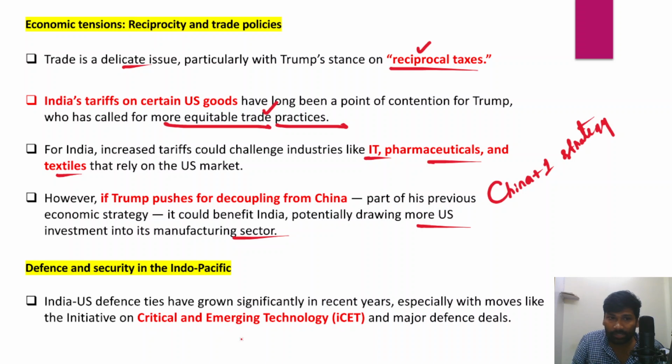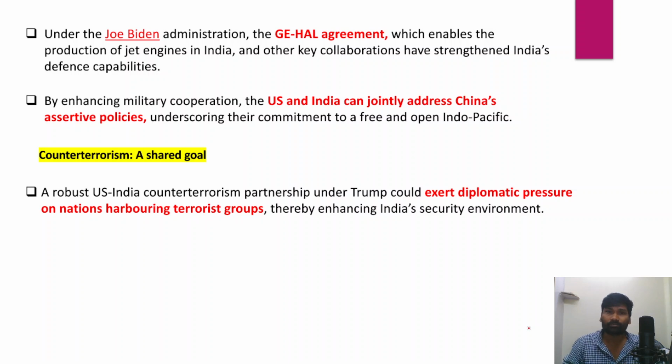And in recent times, India-US defense ties have grown significantly. Especially if you look at the defense and technological relations between these two countries, there are certain initiatives such as the Critical and Emerging Technology initiative, right? Other major deals were also signed by these two countries. That helps both countries achieve the common interests and shared objectives that they have.